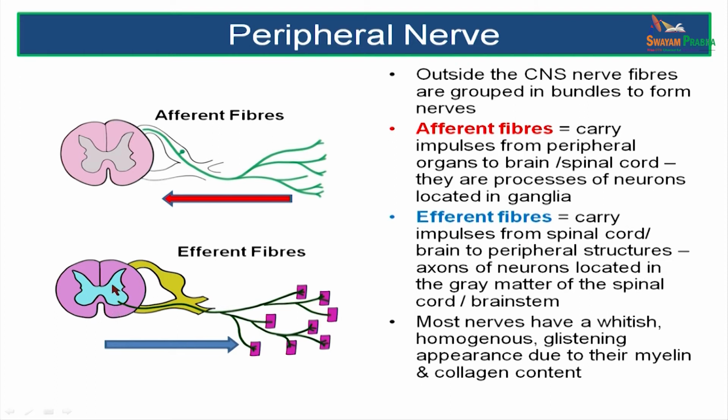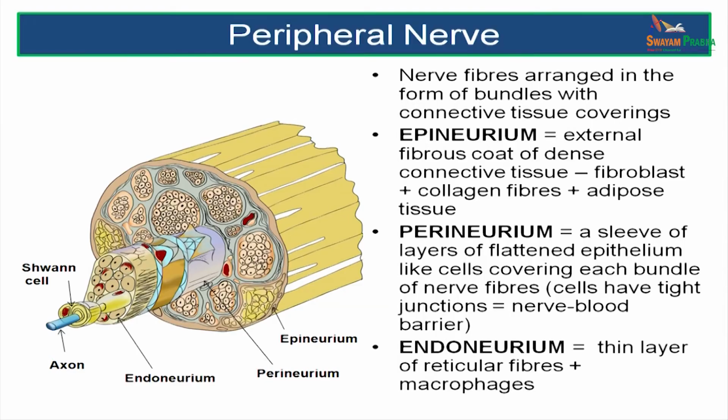You will notice when you do dissection that the nerves have a whitish color. Nerves are whitish because of the myelin that they contain. Myelin gives it a whitish appearance. If you take a section of a nerve grossly and histologically, you will find it broken down into smaller components.